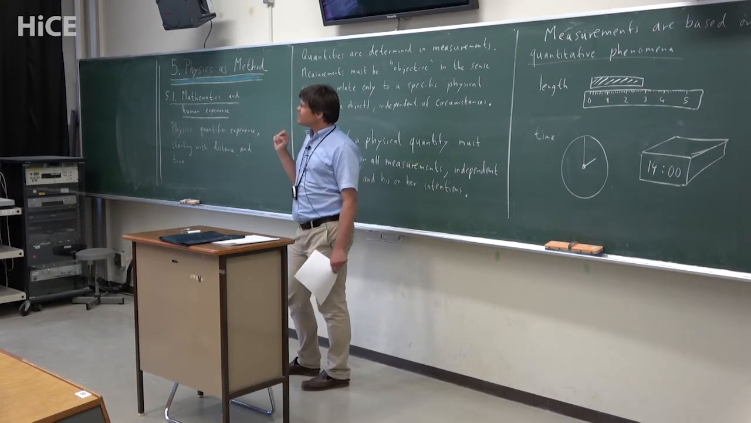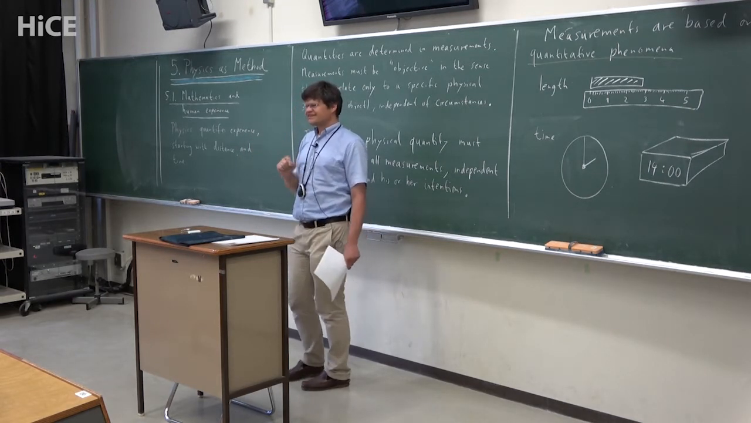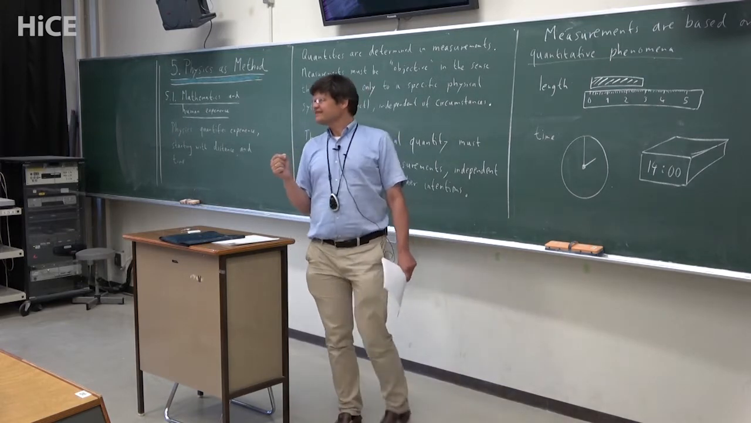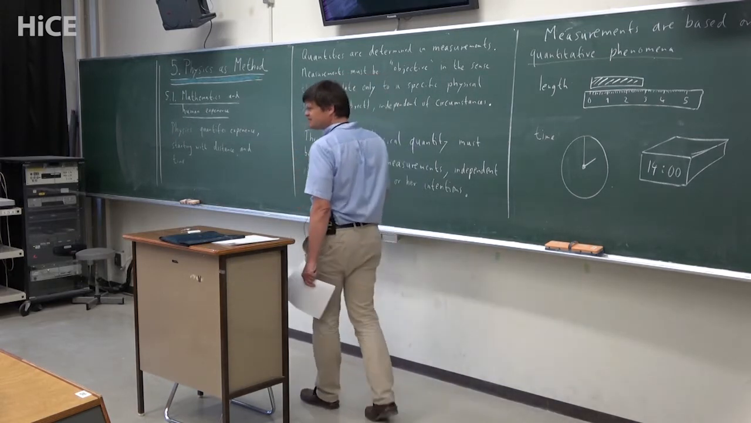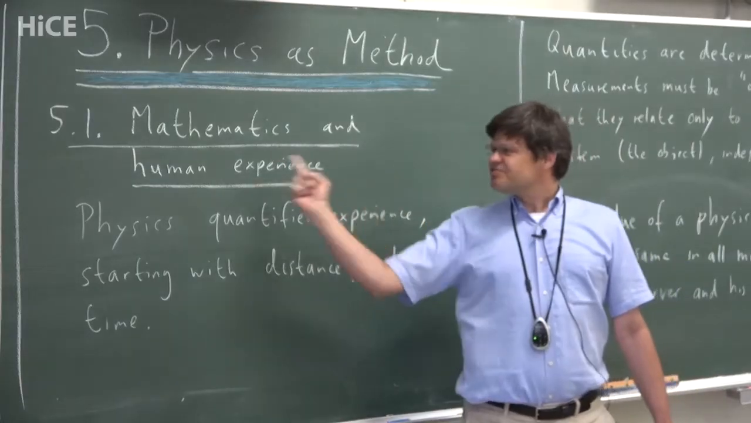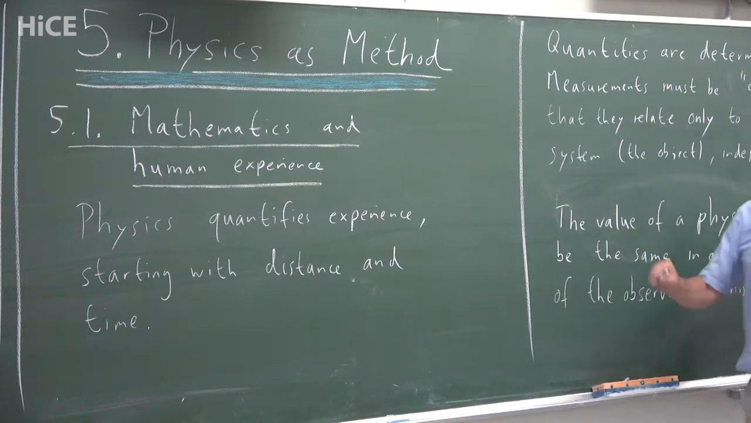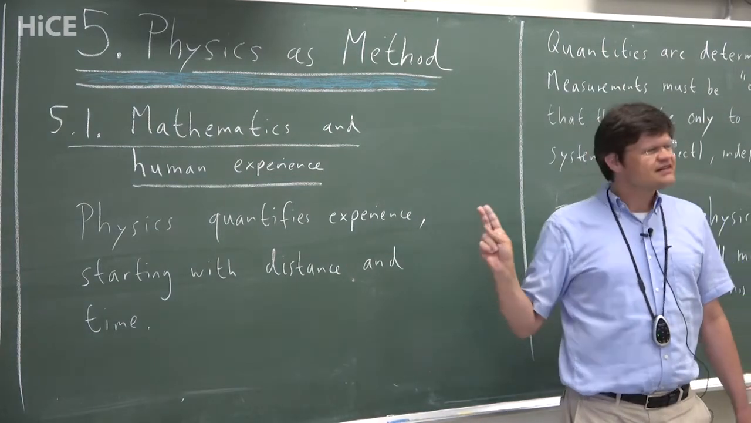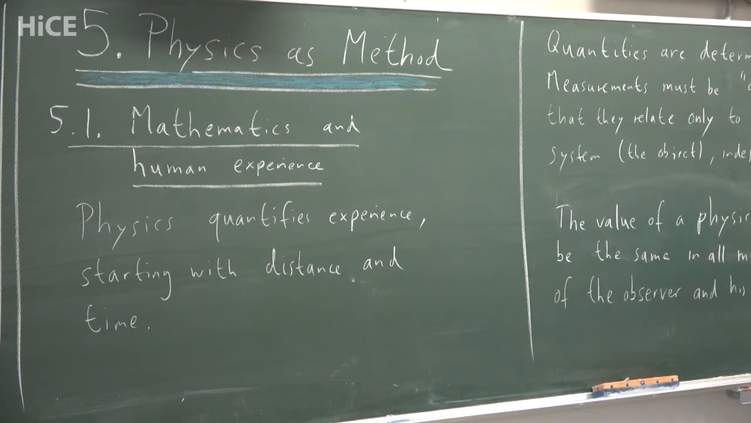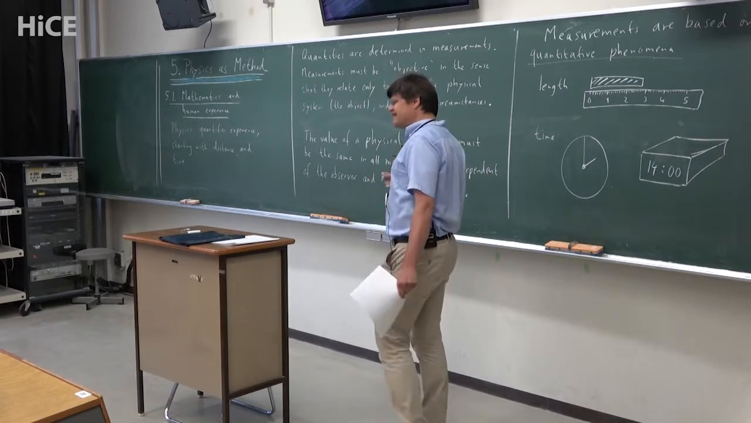And that is not a trivial matter because our human experience does not come to us in the form of mathematics. So it takes quite an effort to adapt mathematics to the human experience. So I think it's a good point to start at, to think about the way that we can translate human experience into mathematics so we can develop physics. Physics always quantifies experience, and we normally start with the quantification of distance and time. Time and space, if you will.